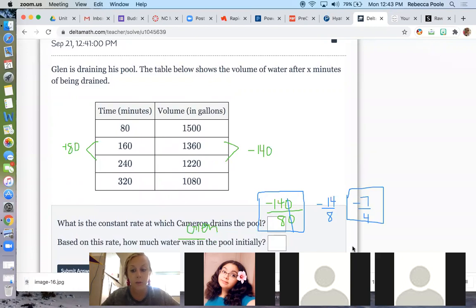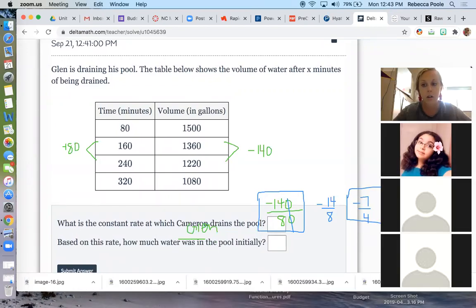All right, let me move y'all over here. So then it says, based on the rate, how much water was in the pool initially? So this is like the one we talked about before we took our quiz, if you were up here for the quiz review. When I say the word initially, what does that mean?